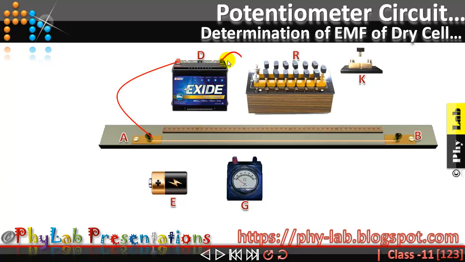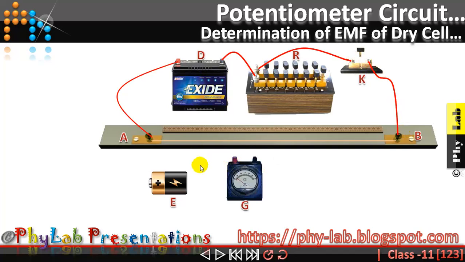From the negative end of the dry cell, I connect one end of the resistance box. The other end of the resistance box I connect with a connecting wire to the key K. From the key's other terminal, I connect another wire and join it to the terminal B. Now this brings the entire primary circuit to us. So this is our primary circuit.